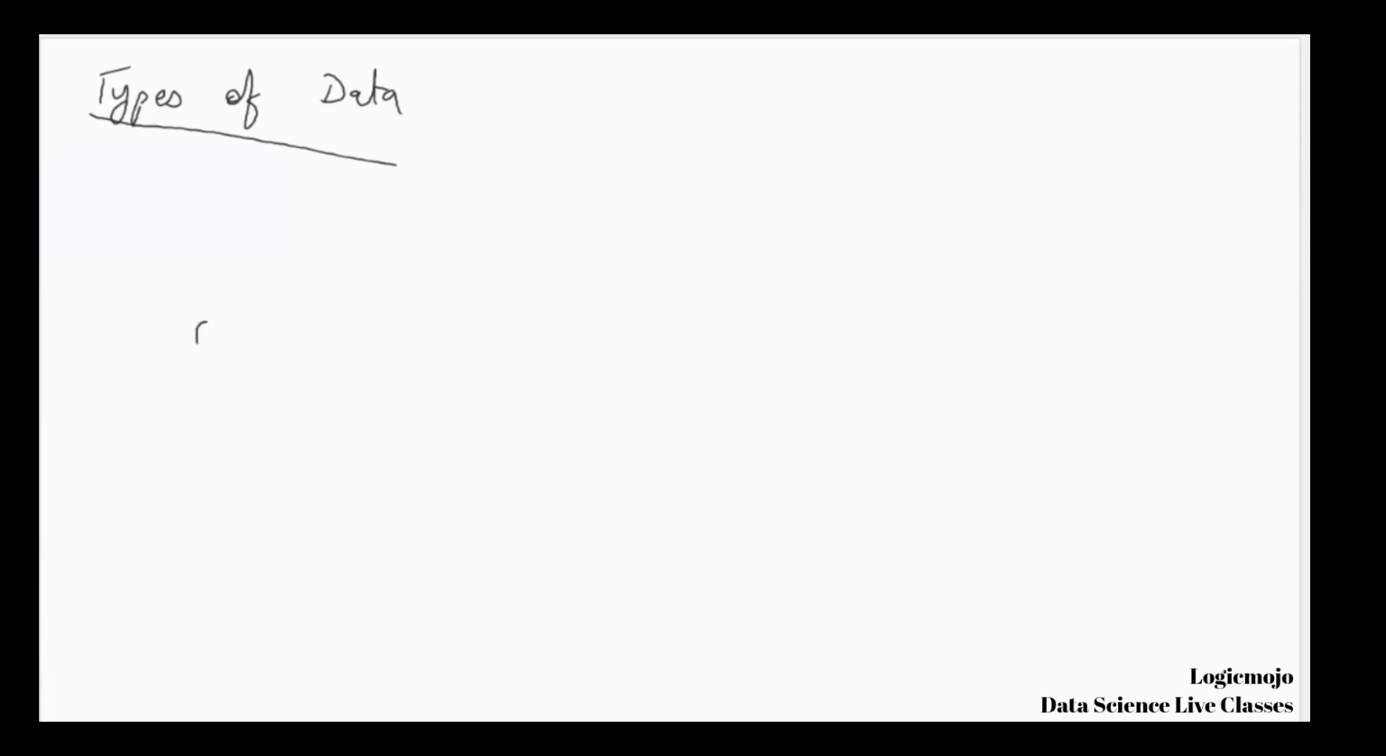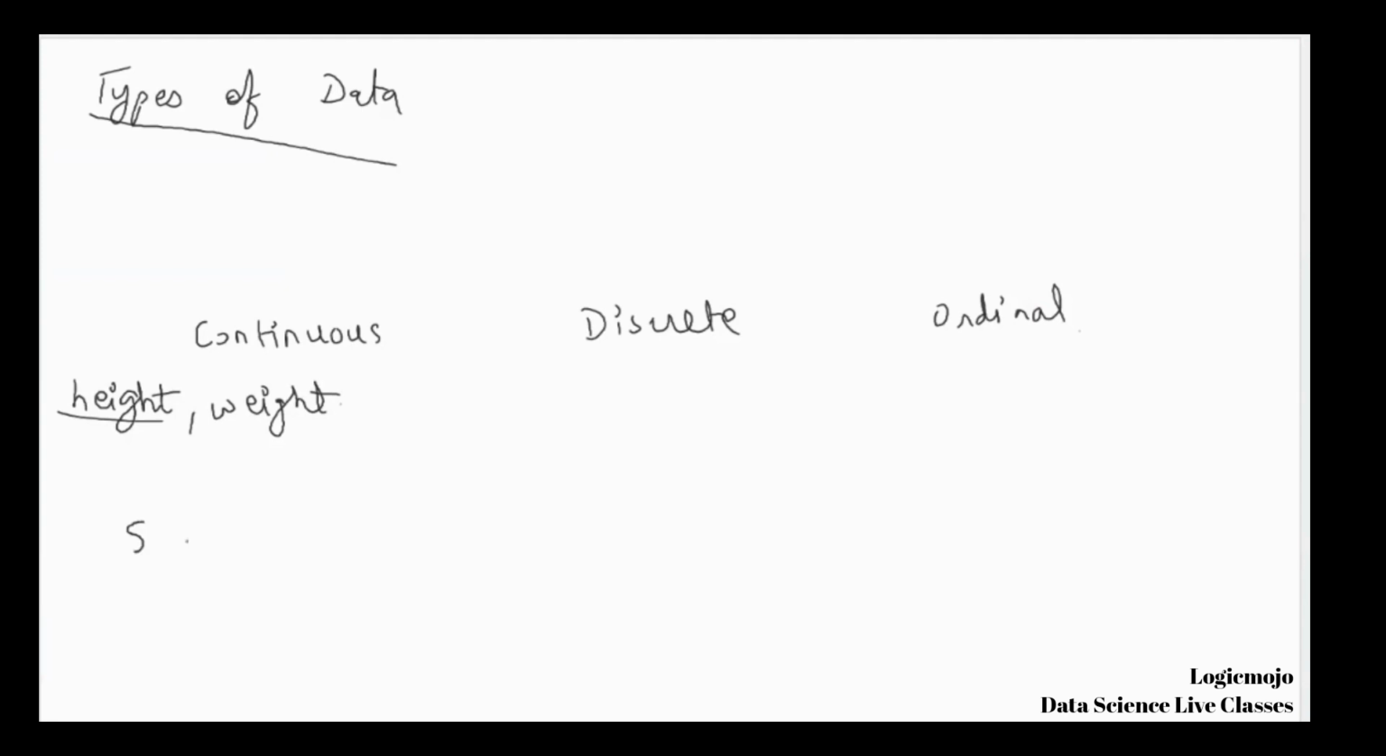So first is continuous, second is discrete, and the third type I don't consider it, but okay, let's say there was a third type called ordinal values. Now what happens in continuous? For example, height, weight. These kinds of data are continuous in nature. You can't say that height can be only 5.1, 5.2. No, it can be as detailed as possible, like 5.123, depending on the precision of the machine. Same way, weight also. So height and weight come under continuous.